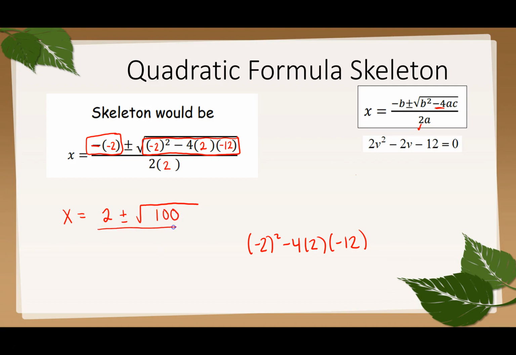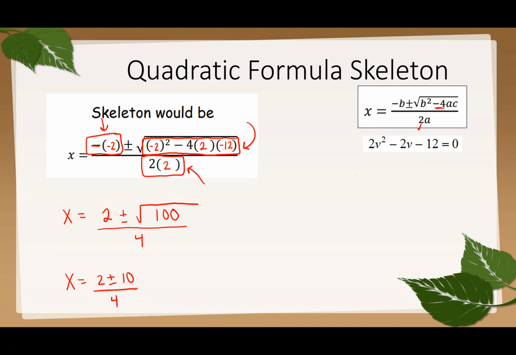Okay, all divided by, now I'm going to do this. 2 times 2 is 4. So just as a reminder, I just did 3 things right there. After plugging in, I calculated this, the thing under the square root, and this. Do not do the square root already. Okay, don't do the square root already. Just do the math under the square root. All right, well, what is the square root of 100? Well, that's 10. So I'm going to get x equals 2 plus or minus 10 all over 4.